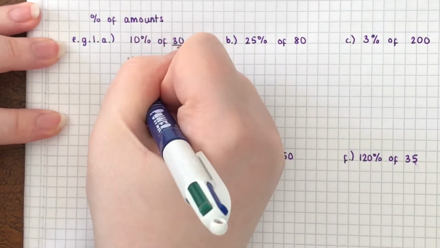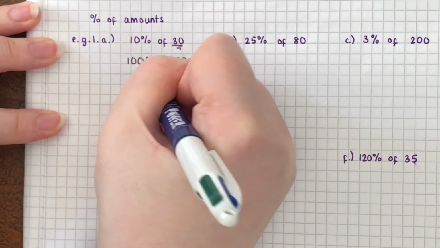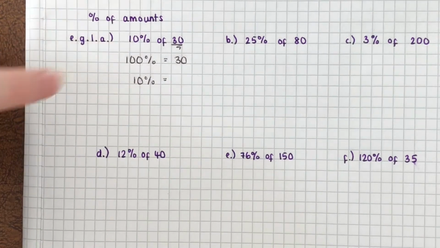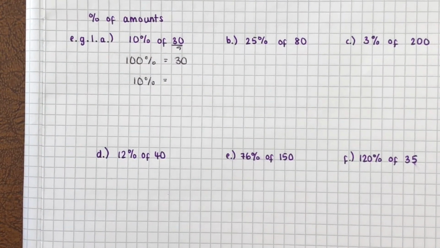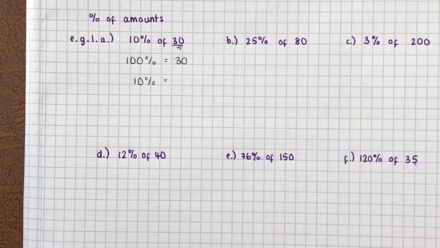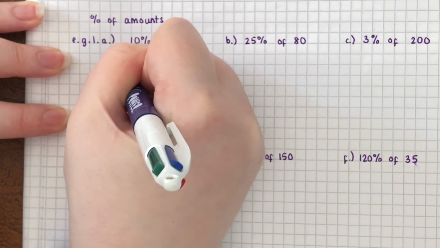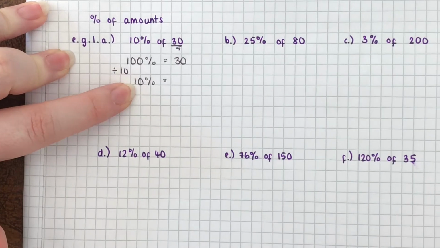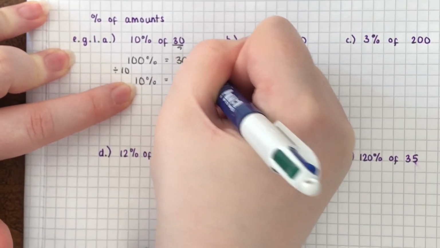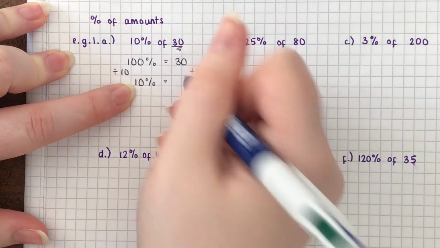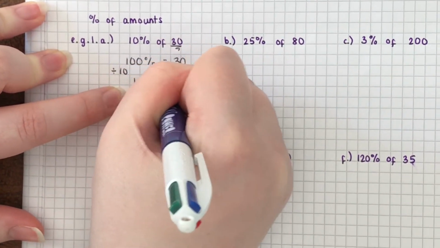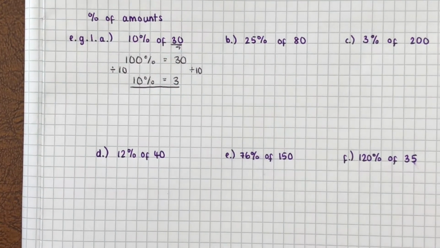Okay, so if we're trying to find 10%, I look on the left hand side and I think, what do I do to 100 to get to 10? Now with this, it has to be divide or multiplying. So if I divided 100 by 10, that would give me 10, which means I'd have to also divide the 30 by 10, which gives me 3. So my answer is that 10% of 30 is 3.